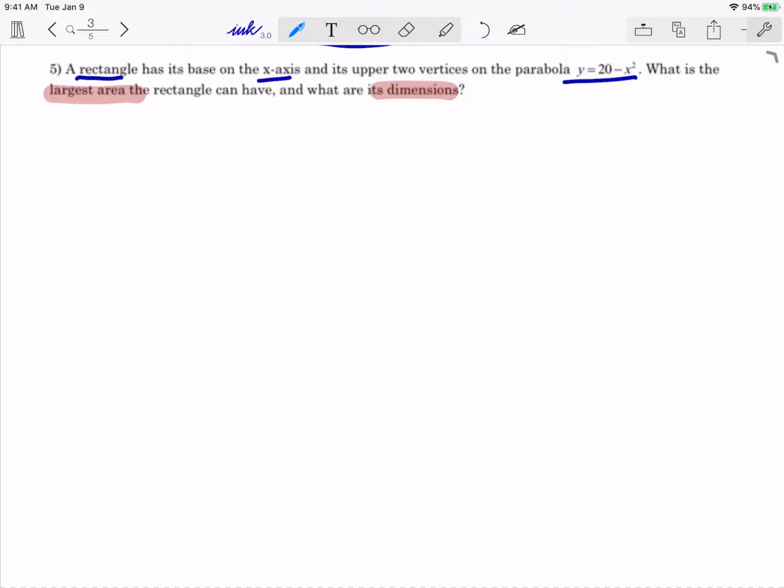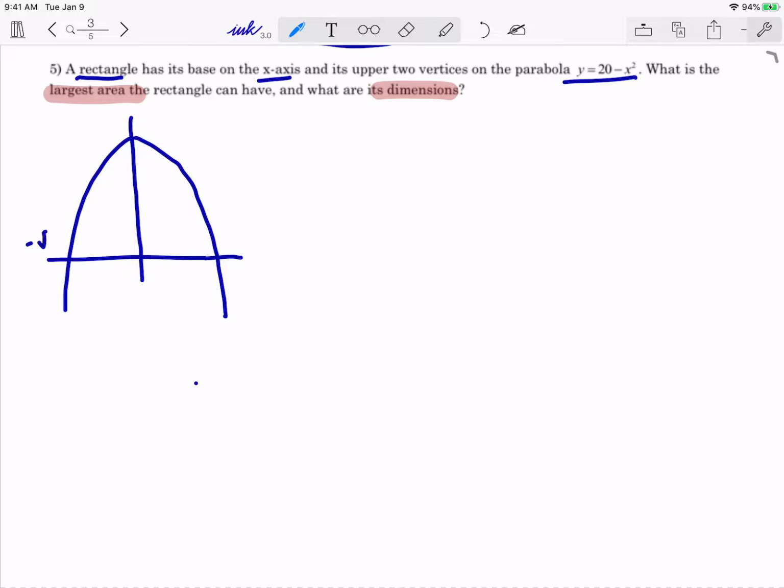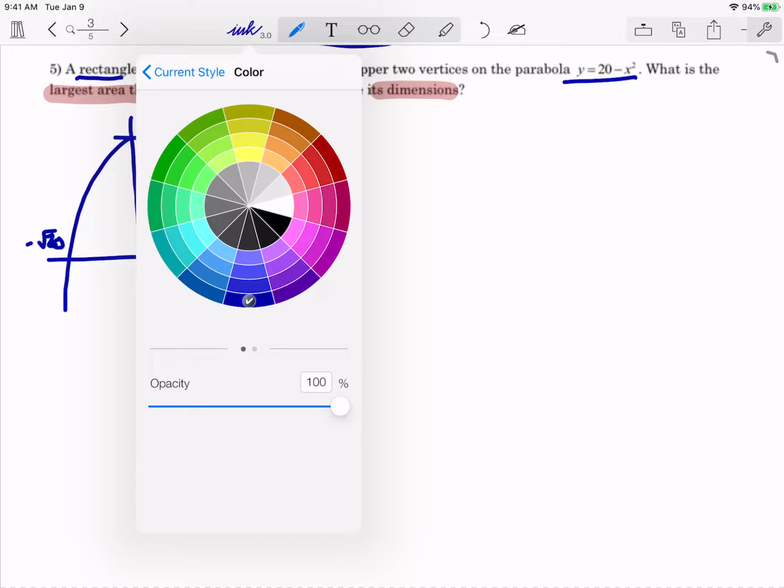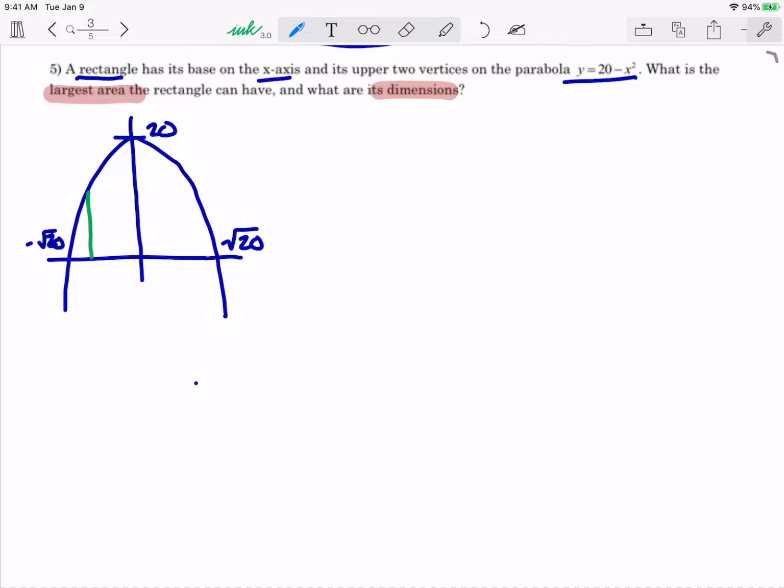So, if I draw a very crude sketch, the parabola goes up to 20. Okay, so this is going to come over to negative root 20 and over to positive root 20, and it's going to go up to 20. Now I'm going to just assume some rectangle so I can dimension it. So there's the rectangle I would get.